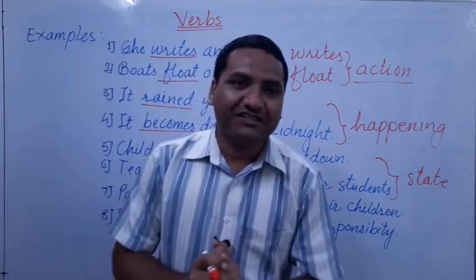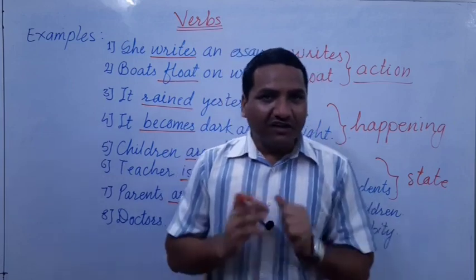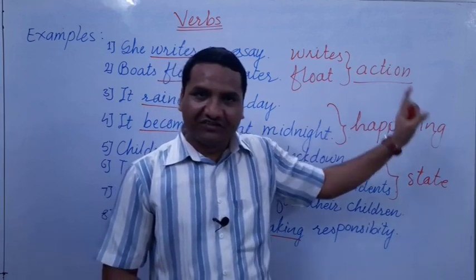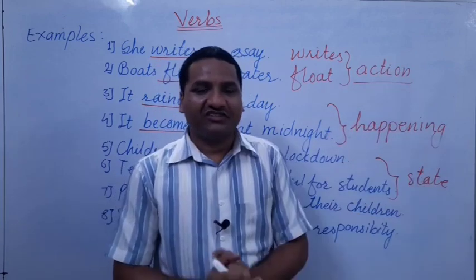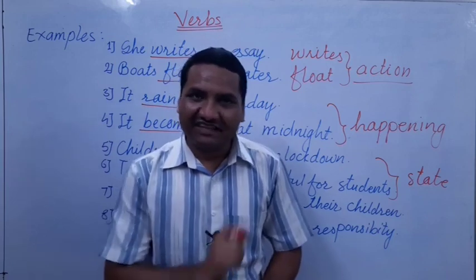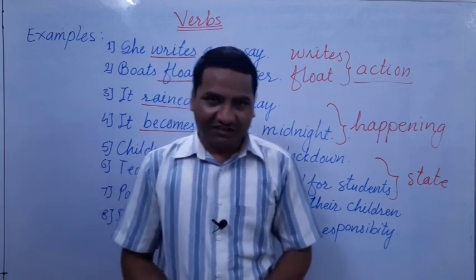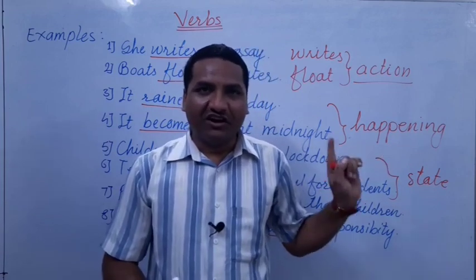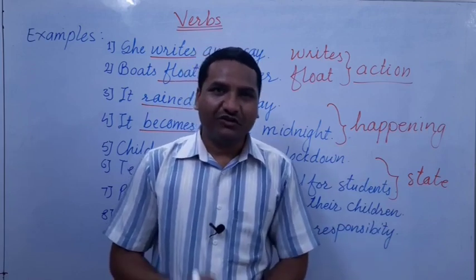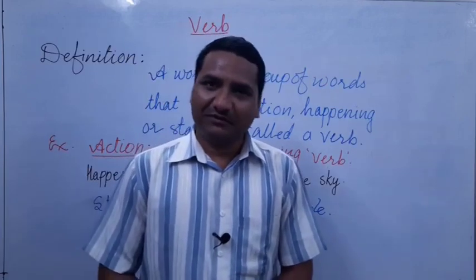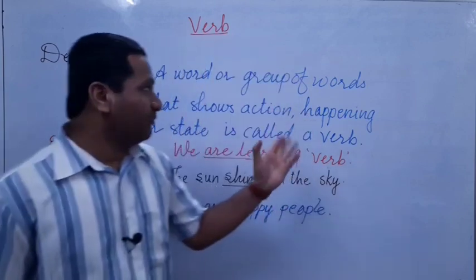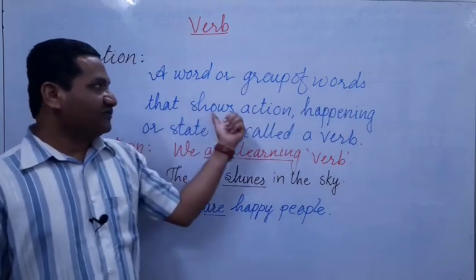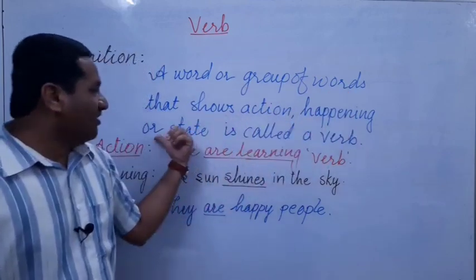We can make the definition of verb like this. A word or group of words that shows action, happening or state is called verb. Let's write down the definition. A word or group of words that shows action, happening or state is called verb. As you have noted down the definition of verb, here it is on the board. A word or group of words that shows action, happening or state.